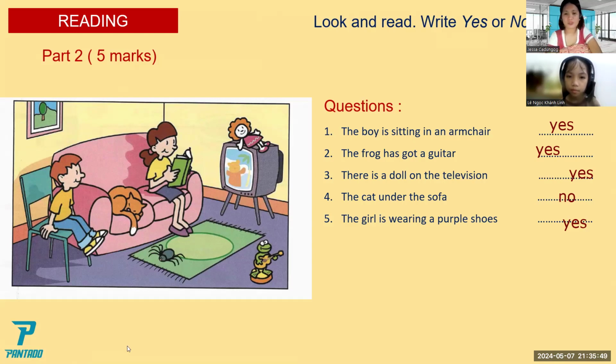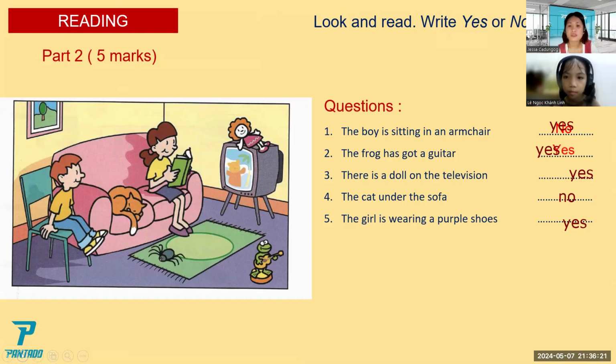Okay, let's check. Number 1, Lynn. The boy is sitting in an armchair. The answer here is no. Look up there, Lynn. The boy is not sitting on the armchair, but instead, he is sitting on the chair. Can you see it? It's on the chair. Number 2, the frog has got a guitar. The answer is yes, you're correct.